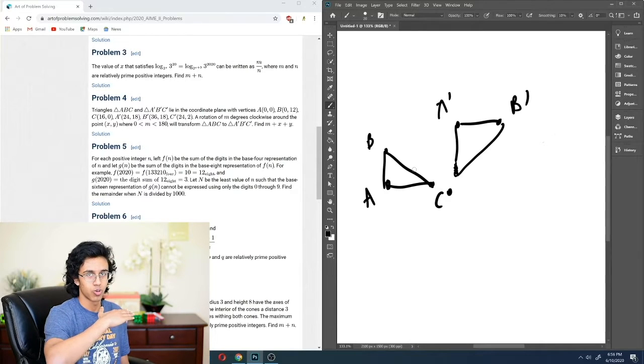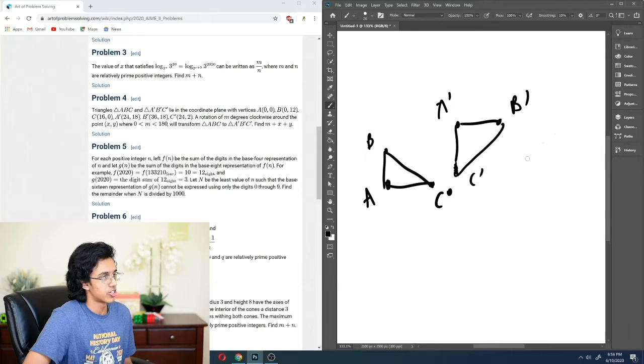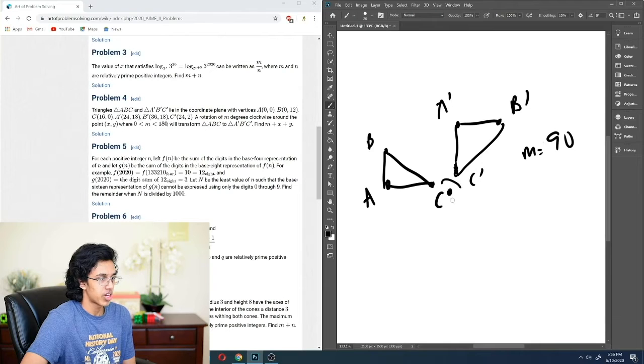And it's pretty clear that we're rotating by 90 degrees, right? Because we're taking the horizontal side, the AC, and we're flipping it to here. So A prime C prime is vertical now. So we know that M is equal to 90 degrees. So M is equal to 90. But then how do we find this point over here?